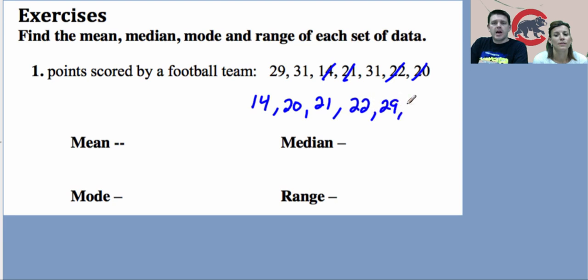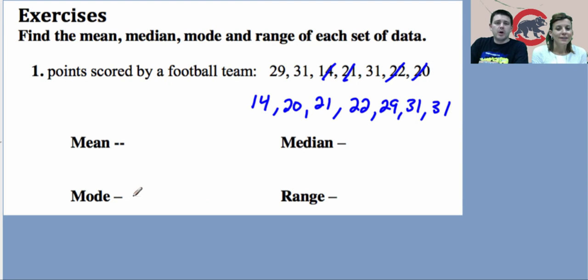22, 29, 31, and 31. The longer the data gets, the more you want to go back and double check. I've got 1, 2, 3, 4, 5, 6, 7 pieces. There were 7 pieces in my data, so I know I caught all of them. Note to self, your median will work out really well.